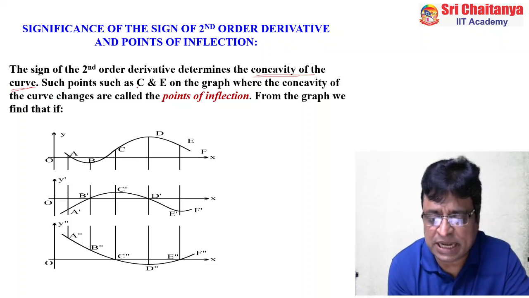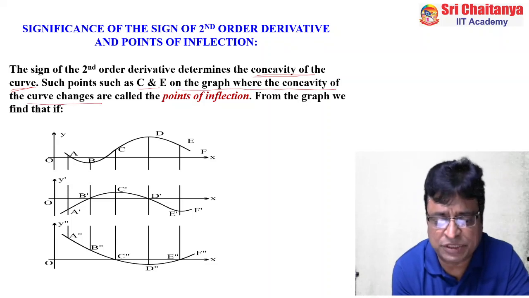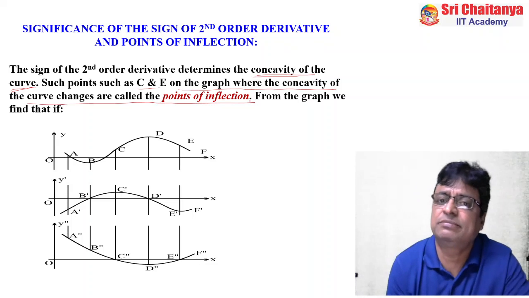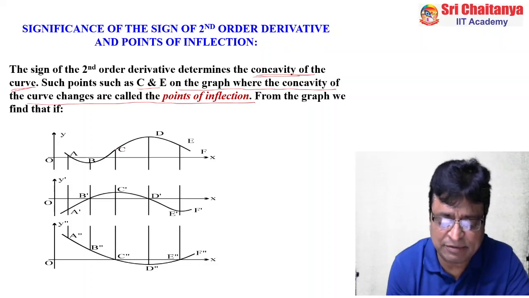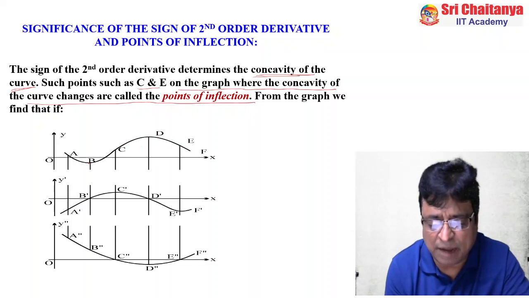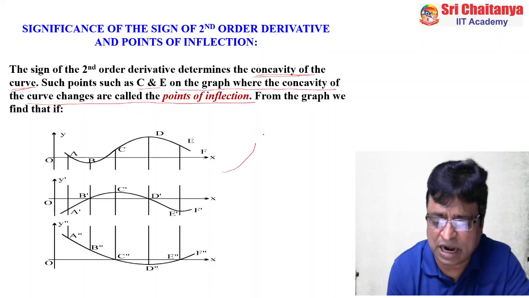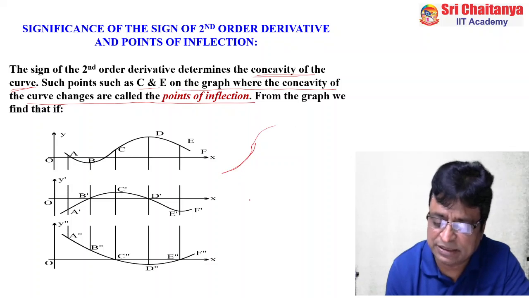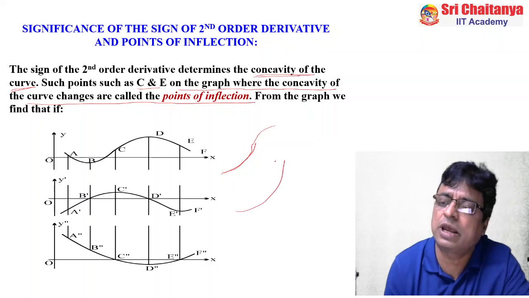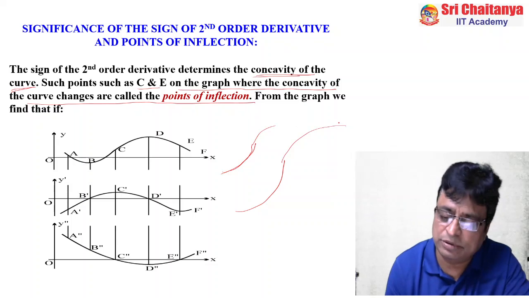Such points, such as C and E on the graph, where the concavity of the curve changes, are called points of inflection. See, at C and at E, what happens? Up to C the curve is like this, and after C the curve is like this. If the curve is like this, it is called concave up. If the curve is like this, it is called concave down.